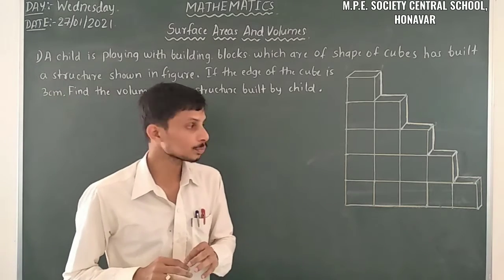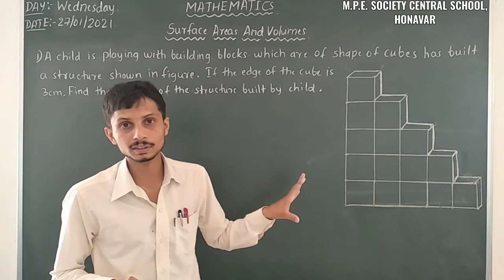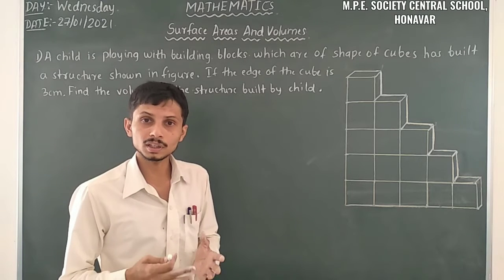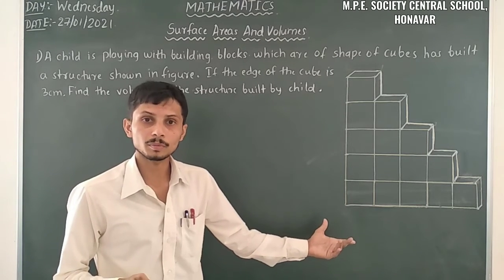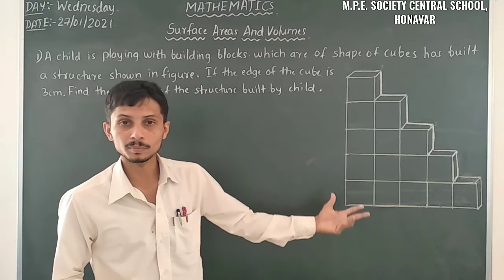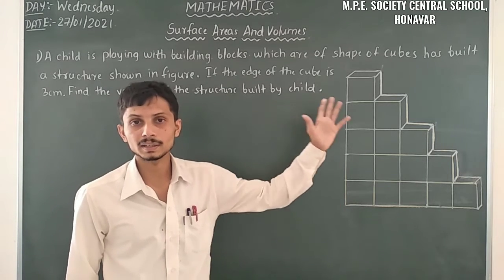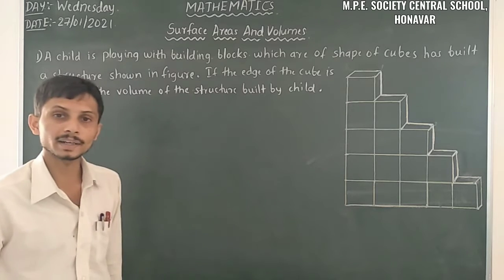Here, just observe. Firstly, we have to consider each block and find the volume first. Then we have to count how many blocks there are. Then we have to multiply with the volume of each block, then we can get the volume of the total structure.